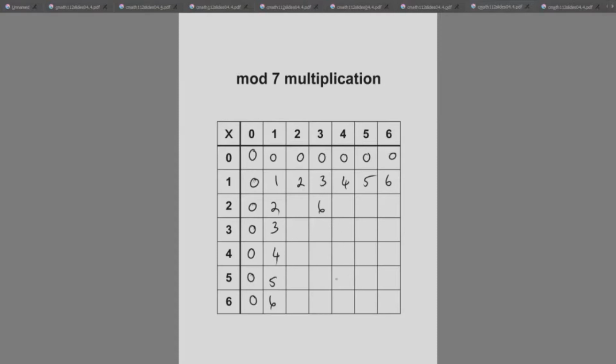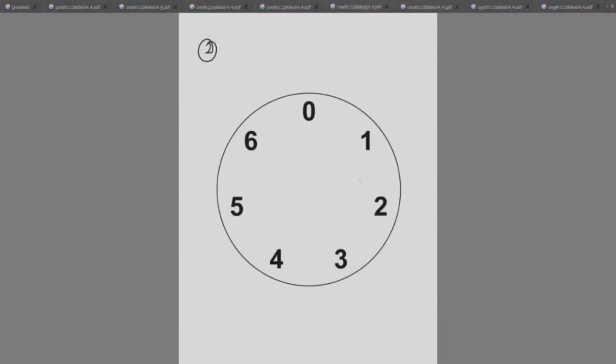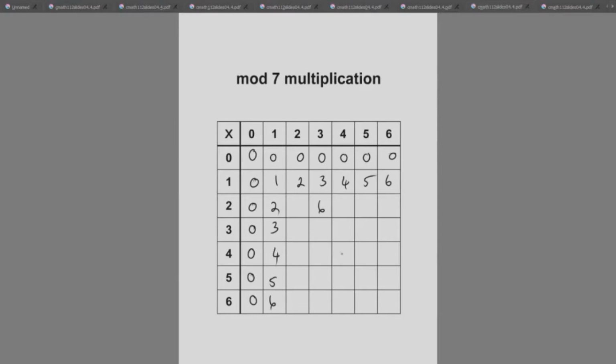I'm just skipping some. Should we do the whole thing? Oh, it's a lot of work. You can fill in some of the ones I'm missing. 4 times 4 is 16. 16 is how many loops? How many loops around, and how many are left? 2 loops around will give me 14. 2 left for 16.